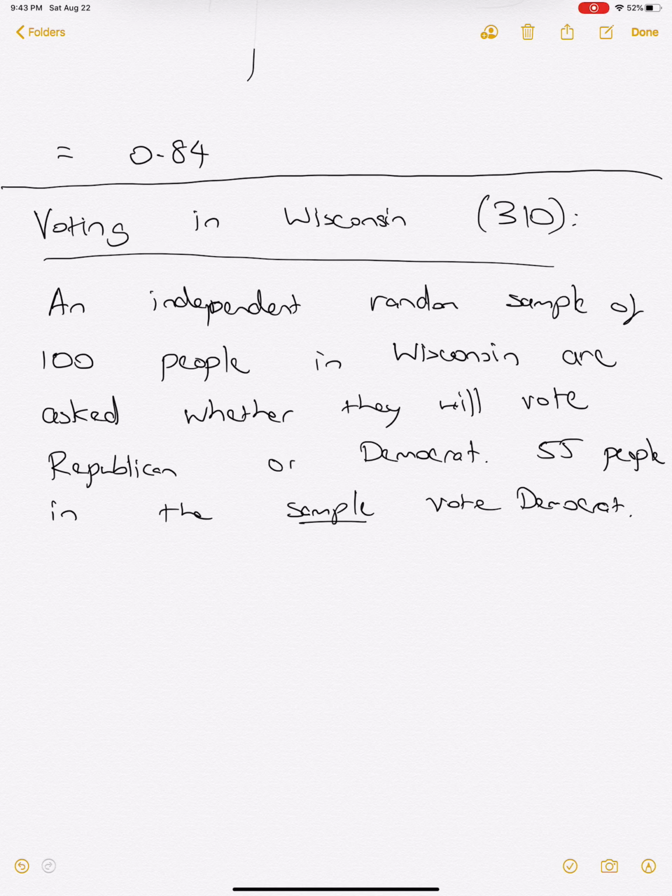So here we have an independent random sample of 100 people in Wisconsin, and they're asked whether they will vote Republican or Democrat. And so we have that 55 people in the sample vote Democrat. So before we had that 55% of people in the population voted Democrat. Here in this scenario, we have 55 people in the sample who vote Democrat.